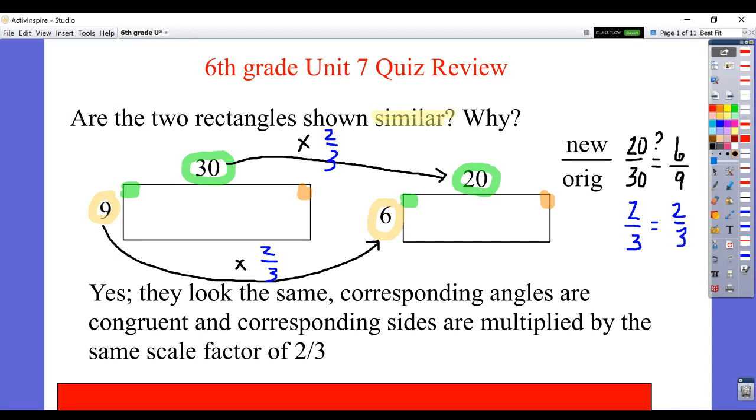Now, if you want time to copy this, because remember all of these quiz review and test review questions you can put into your workbook, you can always pause the video and take the time you need to copy it down and use those notes on your quiz and test. So again, if it meets all 3 criteria, we'd say they're similar. If there's even one criteria it does not meet, then we would say that they are not similar.